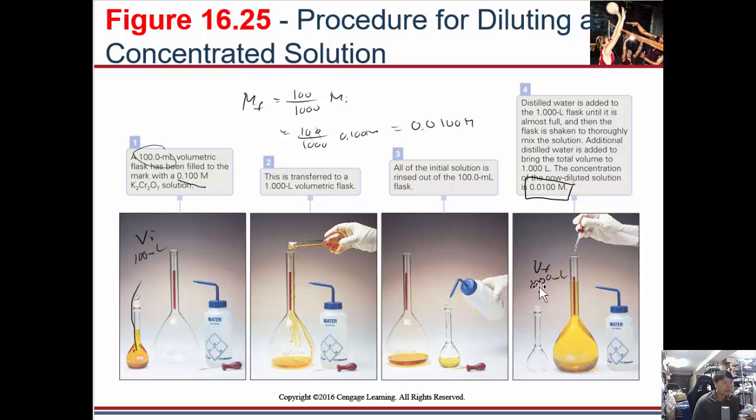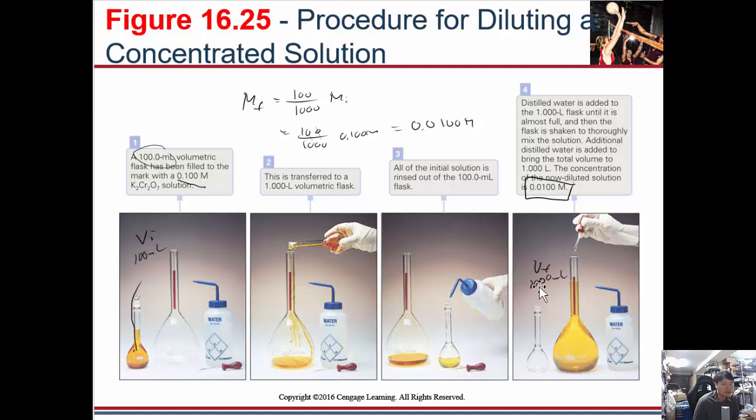And the way this is typically done is by using volumetric glassware like this. Volumetric glassware just has one mark. This is 100 milliliter. It's all been calibrated. This is 1,000 milliliter mark here. And so we pour the solute in here. And then we've got to make sure we transfer all the solute. So they're rinsing any residual solute in this 100 milliliter flask all into the 1,000 milliliter flask. And then they fill this with water to hit the mark here.